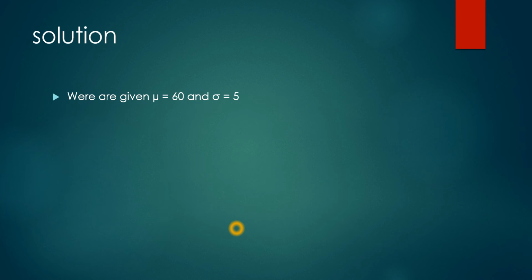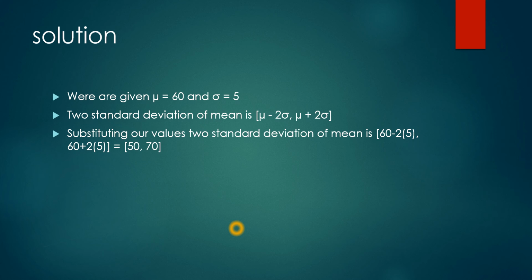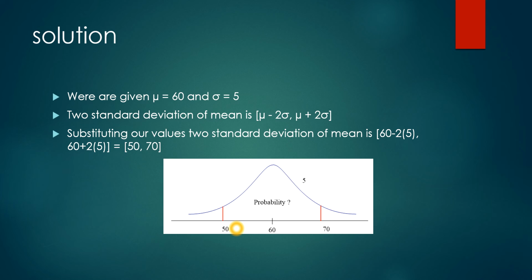To answer this question, this is the given data. The mean is 60 and the sigma is 5. 2 standard deviations of the mean is mu minus 2 sigma to mu plus 2 sigma. If we substitute mu 60 and sigma 5, we get this interval, 50 and 70. Graphically, this is what we are asking for. We are asking to find the probability corresponding to this interval, 50 up to 70. 50 is 2 standard deviations below the mean, and 70 is 2 standard deviations above the mean.